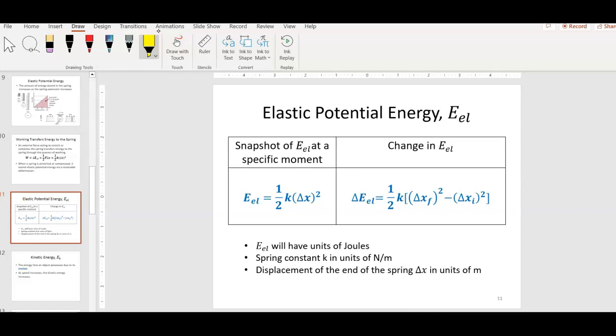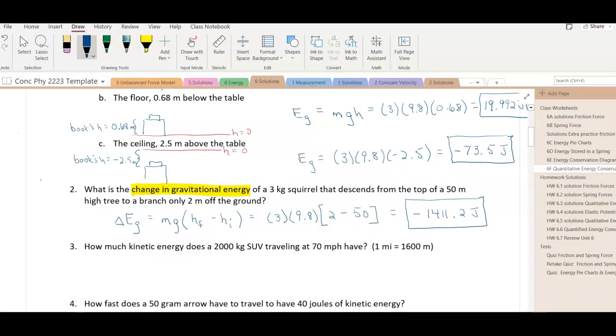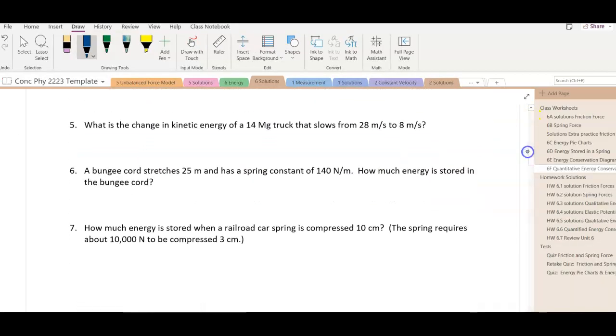There's also an equation for the change in elastic potential energy, but we don't use that very often, and so I'm not going to talk about that right now. You could always say that the change in elastic potential energy equals the final elastic potential energy minus the initial elastic potential energy, and you could use that snapshot formula to calculate both of them. Okay, let's go back to the worksheet and we'll go down to number 6 and use that elastic potential energy formula.